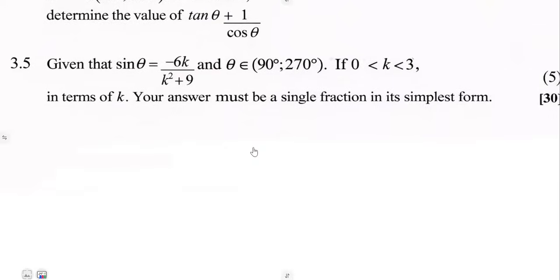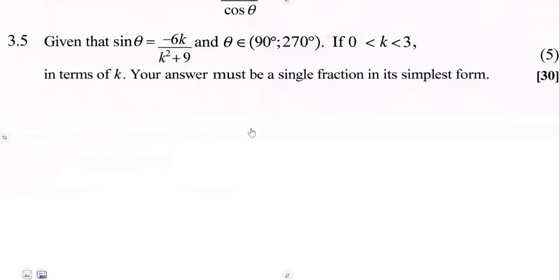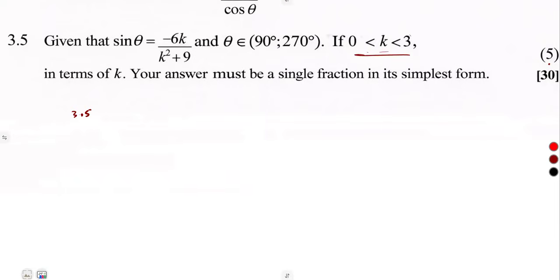But anyways, this is our 3.5, the last part of the question. Given that sine theta is equal to minus 6k over k squared plus 9, this is the sine of theta, and theta is taken from 90 to 270 degrees. And k is greater than 0 but less than 3. K is found within these values.